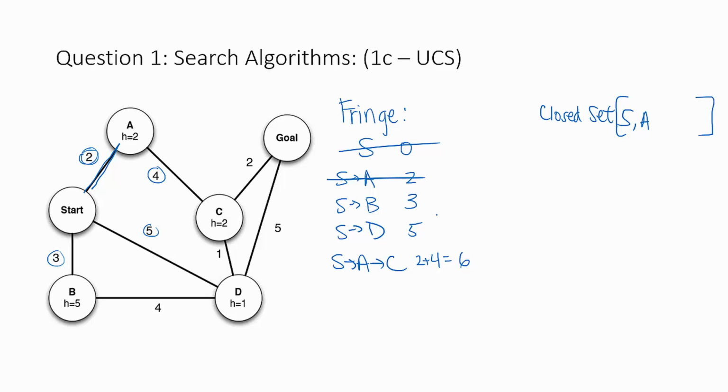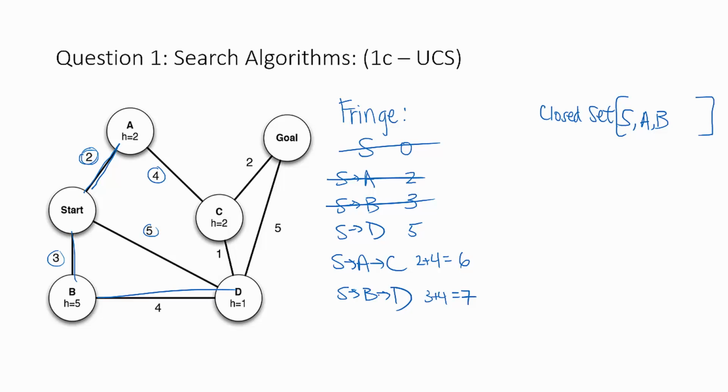Okay, now let's see which path UCS will take next. This S to B has the lowest cost of 3. So let's put B on the closed set and expand S to B. Well, S to B's successor is S to B to D. This has a total path cost of 3 plus 4, which is equal to 7.